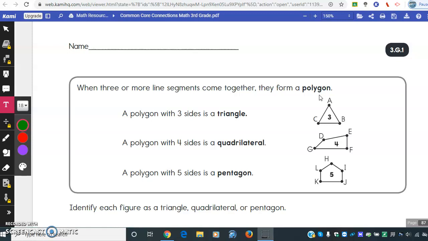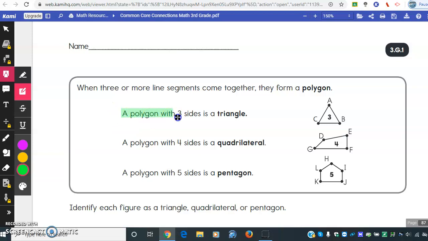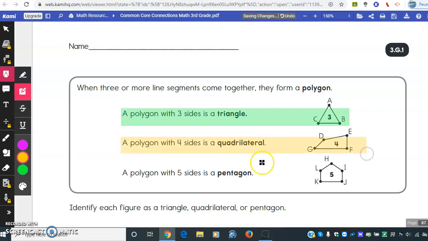So what we're looking at are 3 separate polygons. Let's get a little highlighter. Our first polygon has 3 sides, and it's a triangle, right? So a polygon with 3 sides is a triangle. We learned that back in kindergarten. The second polygon is a quadrilateral. A polygon with 4 sides is a quadrilateral. And then our third has 5 sides, and that's a pentagon. A polygon with 5 sides is a pentagon, right?